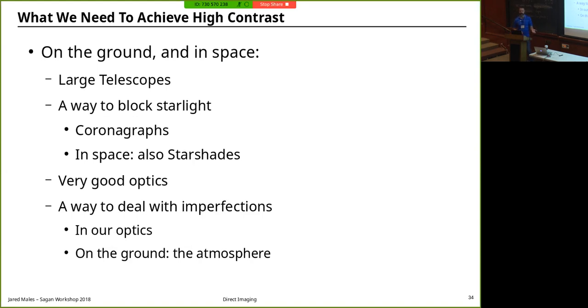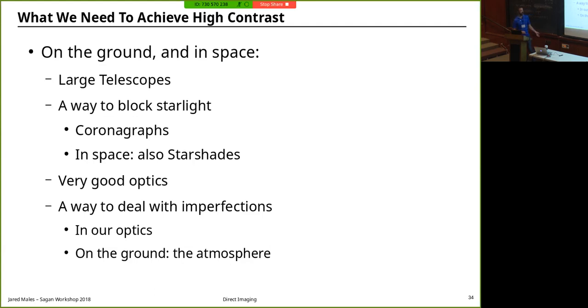We need a way to block starlight. This means a coronagraph, which I introduced before. In space, you can also use something called a starshade. I'm not going to talk about starshades today, but I should mention it so that you can go look up what a starshade is. It solves some problems, but creates a bunch more problems, and so it's an interesting competitor to coronagraphs.